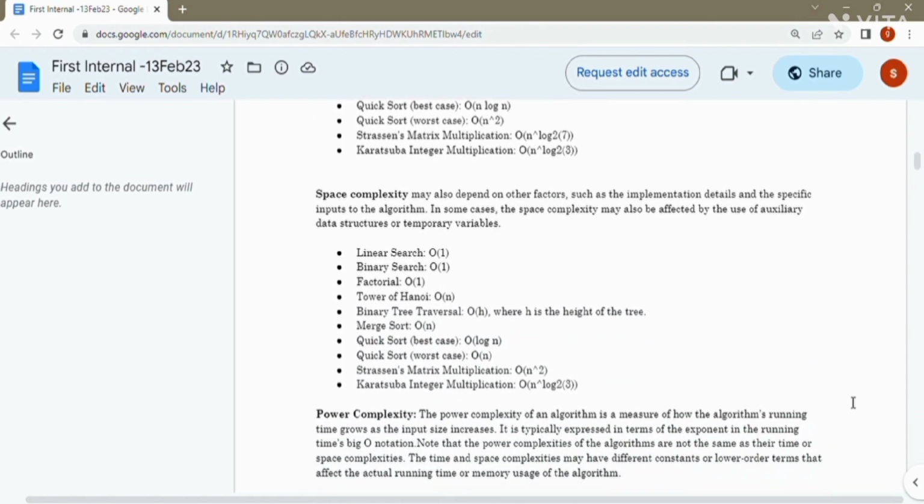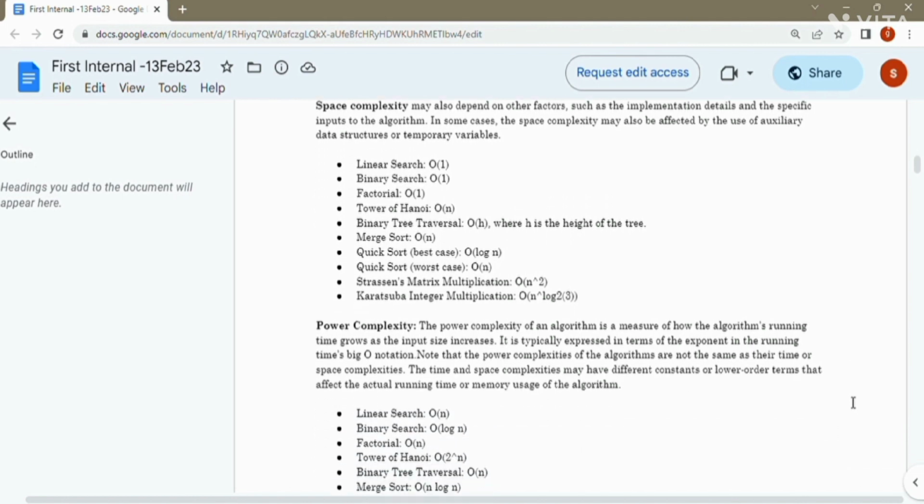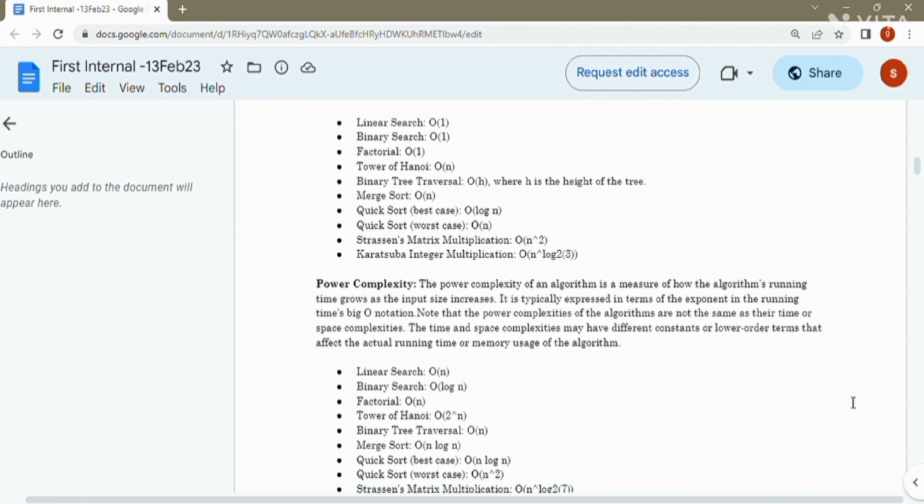Space complexity. Space complexity may also depend on other factors such as implementation details and specific inputs to the algorithm. In some cases, the space complexity may also be affected by the use of auxiliary data structures or temporary variables. Following are the space complexities of the following algorithms.